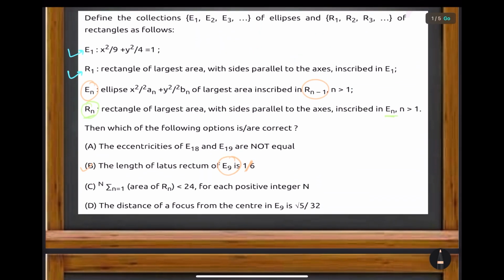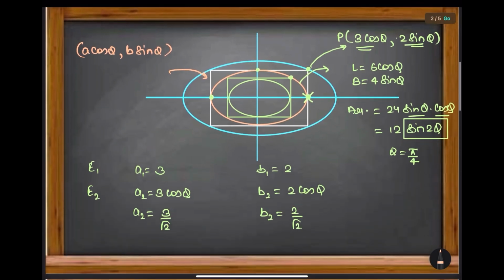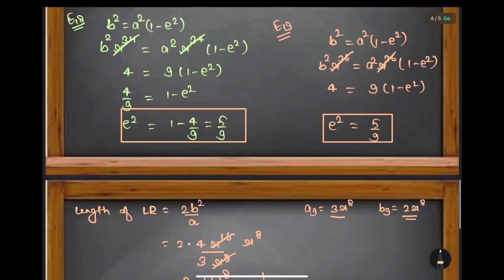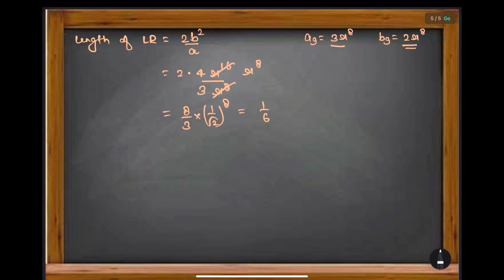Now they are saying summation n starts from 1 to n, area of Rn. So R1 plus R2 plus R3 plus dot dot dot, and they are saying that it will come out to be less than 24. Let's check, we will try. Can I say that we are interested in R1 plus R2 plus R3 dot dot dot? Suppose that I want to go till infinity.